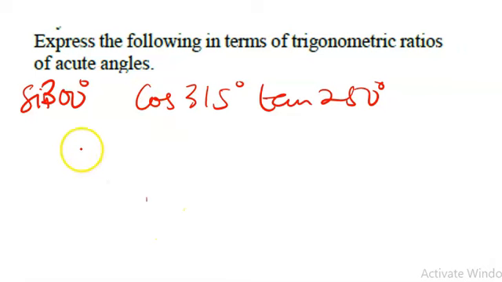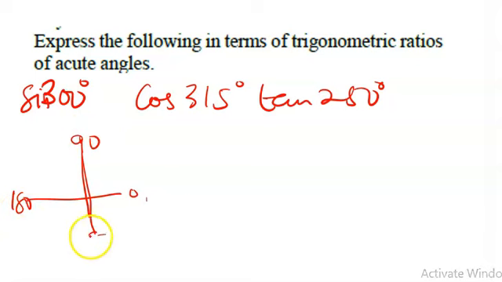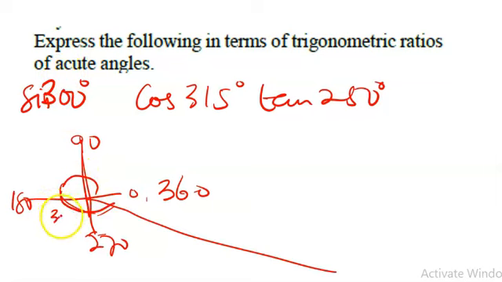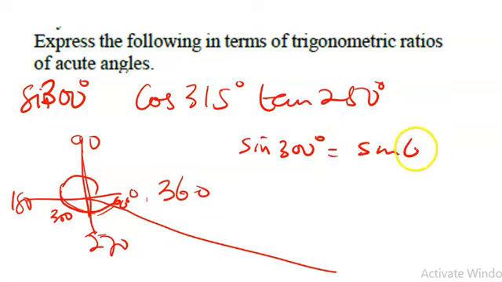So you draw your cross. They start from 0, 90, 180, 270, and then 360. So 300 will be somewhere here. So you start from here, 300. Now, always the acute angle is taken from the x-axis. So you see, up to this point is 300. Now between this and that, what is it? Is it not 60? So you can say that sine 300 degrees is equal to sine 60 degrees.